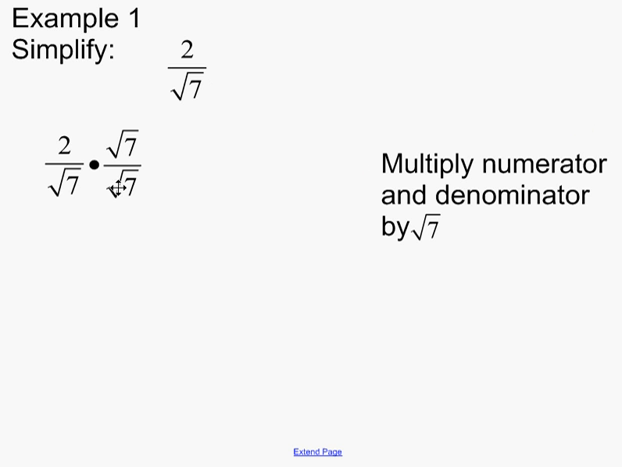So radical 7 times radical 7, that's just 7. And so you're multiplying across. Should have mentioned that. You multiply across. So radical 7 times radical 7 is 7. 2 times radical 7 is 2 radical 7.